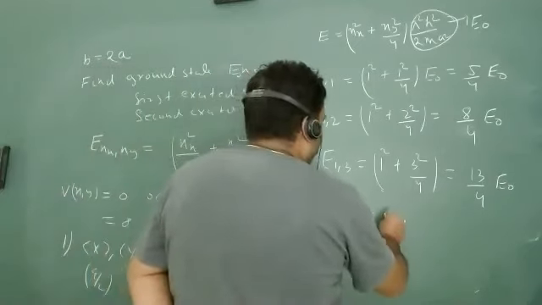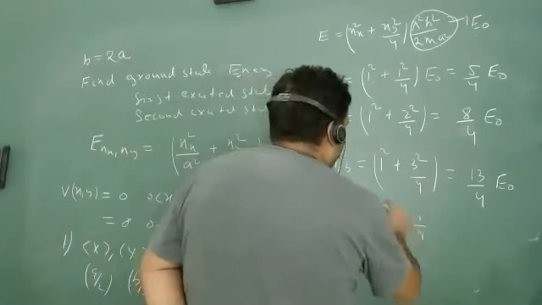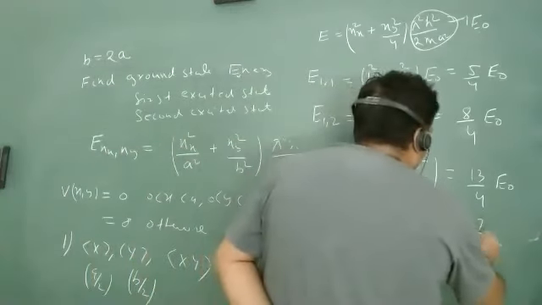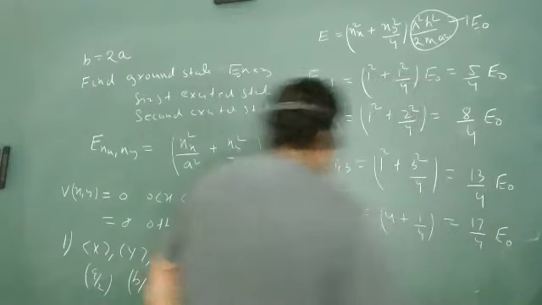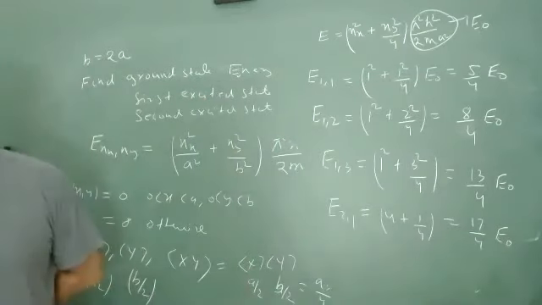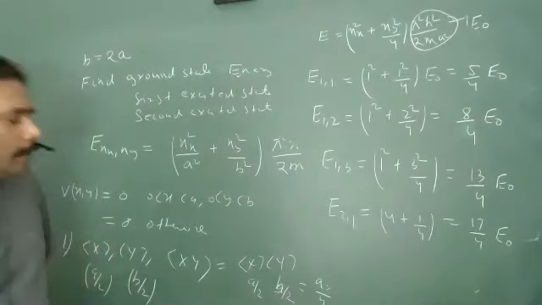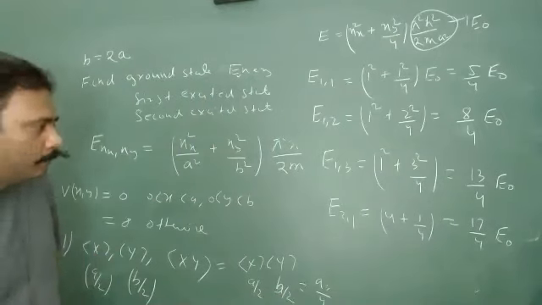That will be 4 plus 1/4. That is 17/4 E naught. What will be the next level? So we have found up to here, now find further. Tell me, what will be the next level? 14. 12.